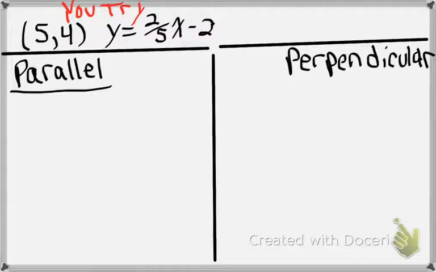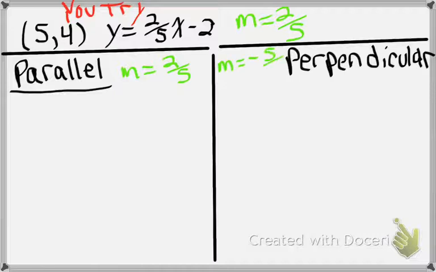All right, so we have to start by making sure we know what their slope is. Well, when it's in slope-intercept form, identifying their slope is easy. Their slope is 2 over 5. So if we're going to be parallel, we're going to have the exact same slope. So if we're going to be parallel, our slope is going to be 2 over 5. But if we're going to be perpendicular, our slope is the opposite reciprocal. The opposite reciprocal of that is -5 over 2. Okay. So now we know our slopes.